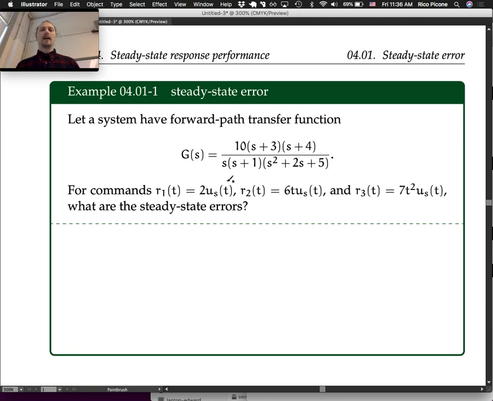Type 1, right? How do I know it's type 1? Yeah, so you can factor out a single s from the denominator. You can't factor out any more s's from either of these, right? So if you divided by s, you would get 1 over s. So you can't factor anything else out. So we're stuck factoring just 1 out. We have a type 1 system. And we're going to give it 3 different commands, and find out what the steady state errors are for those 3 different commands.